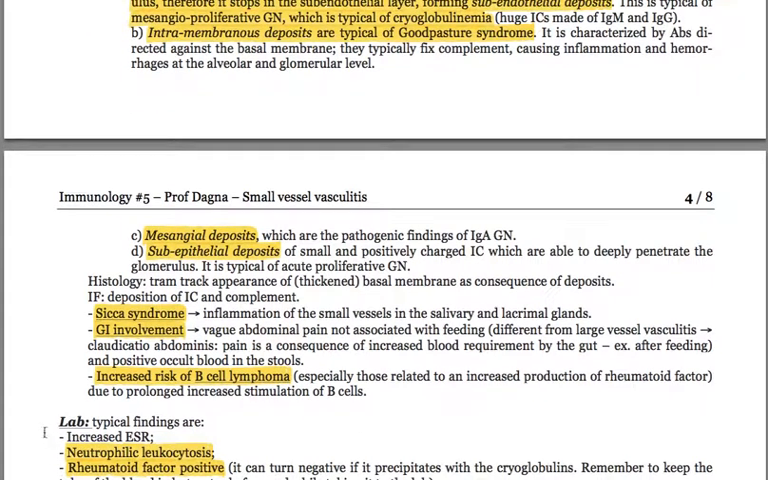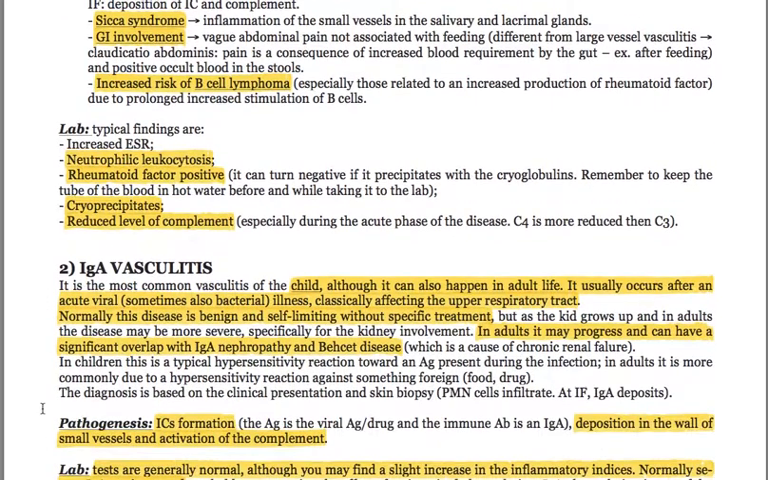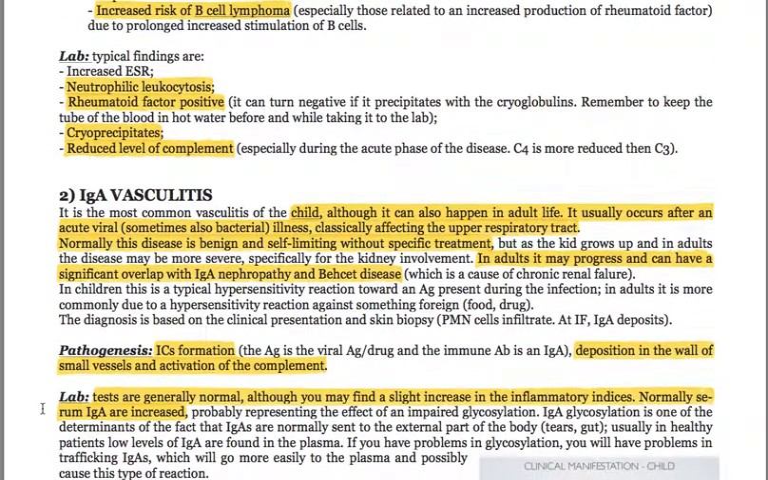We have also an increased risk of B-cell lymphoma, especially those related to an increased production of rheumatoid factor due to prolonged increased stimulation of B cells.